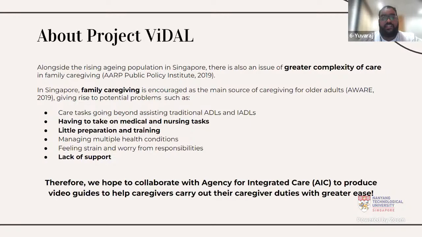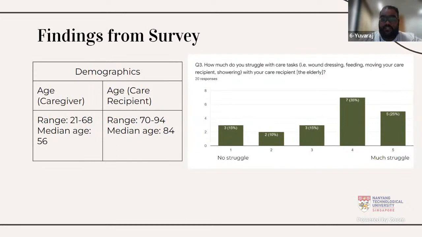From a survey we conducted of 20 caregivers, the median age of the caregivers was 56, while the median age for our care recipient was about 84. 15 of them reported to be struggling with care tasks.